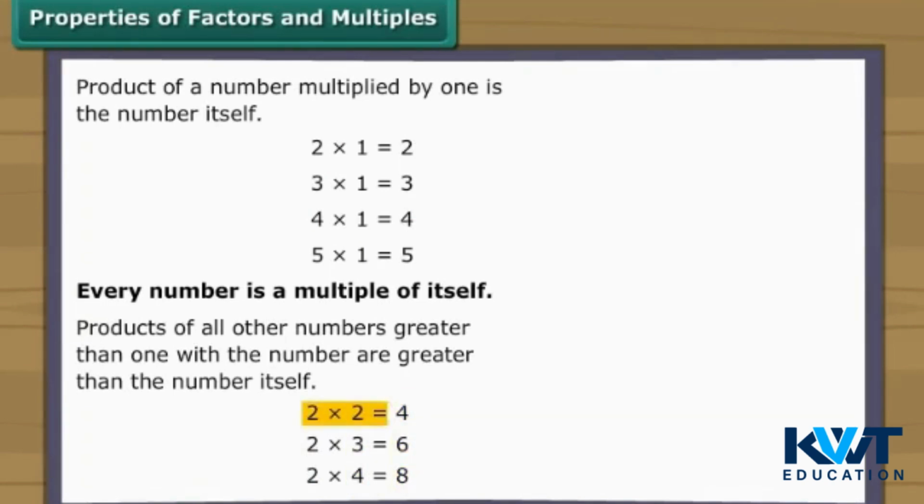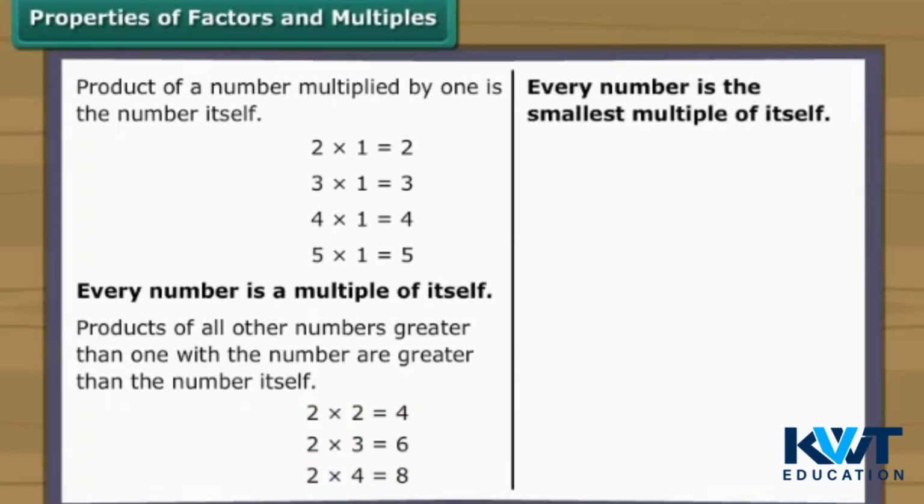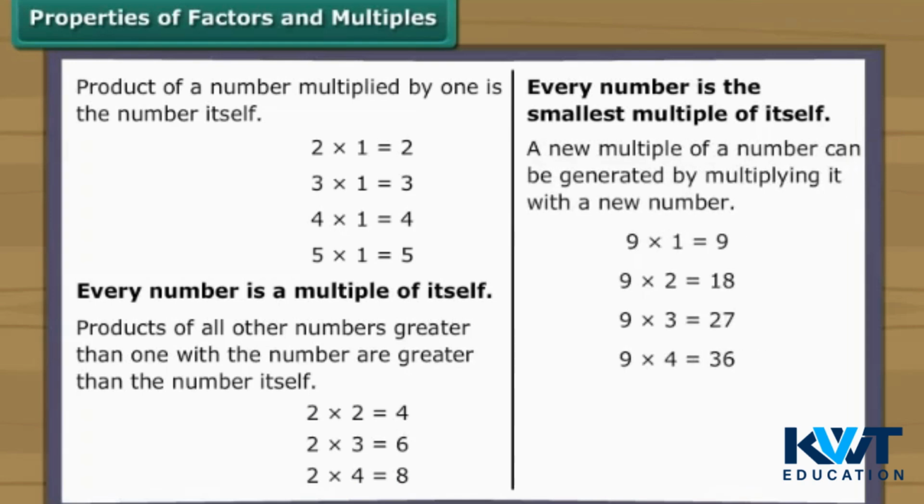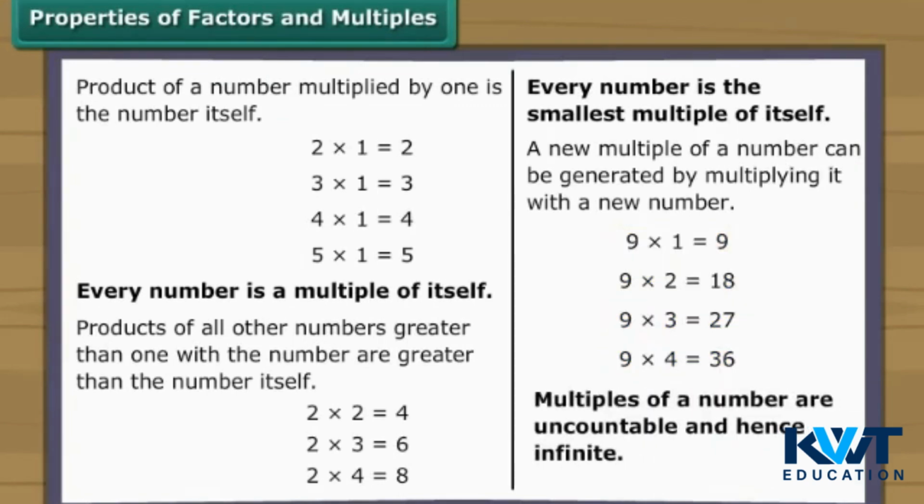For example, 2 into 2 is equal to 4. 2 into 3 is equal to 6. 2 into 4 is equal to 8. Therefore, every number is the smallest multiple of itself. A new multiple of a number can be generated by multiplying it with a new number. For example, 9 into 1 is equal to 9. 9 into 2 is equal to 18. 9 into 3 is equal to 27. 9 into 4 is equal to 36 and so on. Therefore, multiples of a number are uncountable and hence infinite.